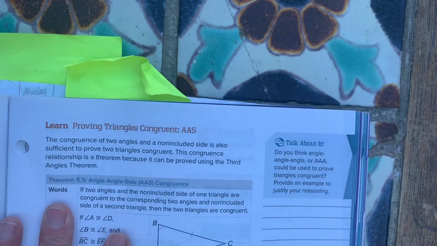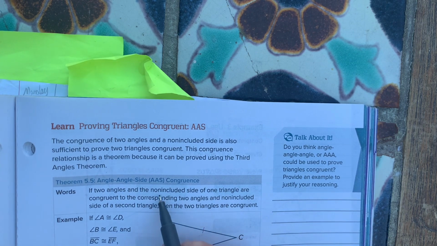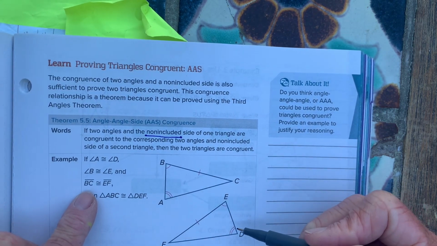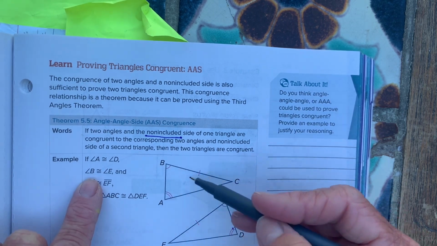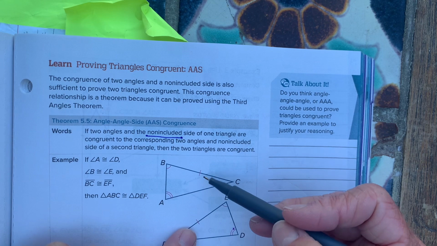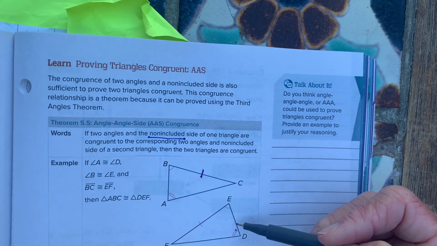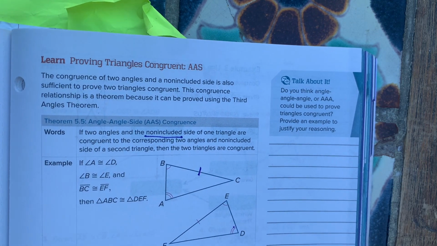All right, let's just practice using angle, and then the non-included side. So notice here, they tell us that A and D are congruent, B and E are congruent, and then we have a pair of sides, but that side is not falling between the 2 angles. So those triangles are congruent by angle, angle, side.